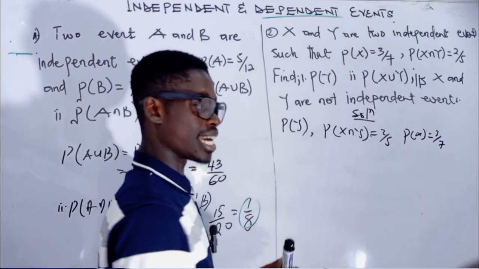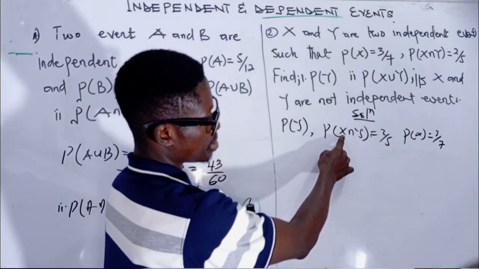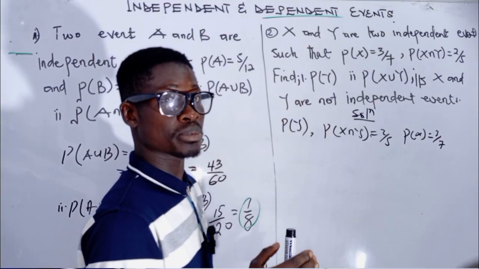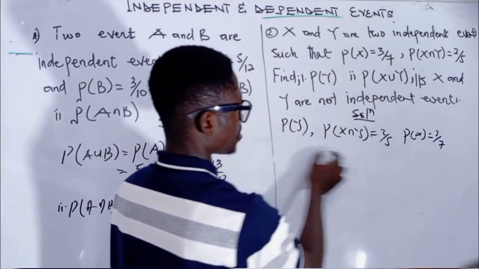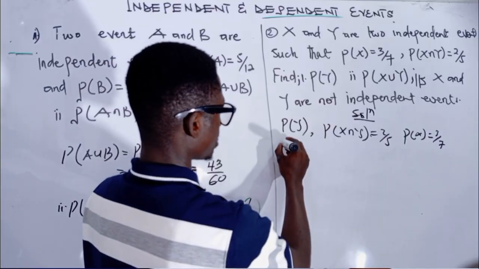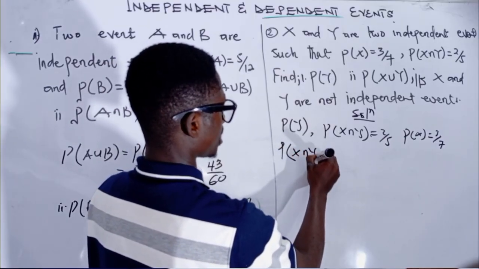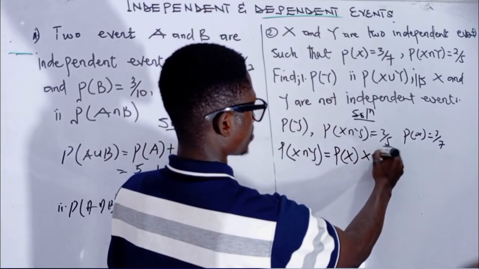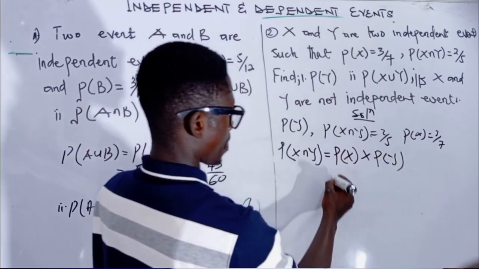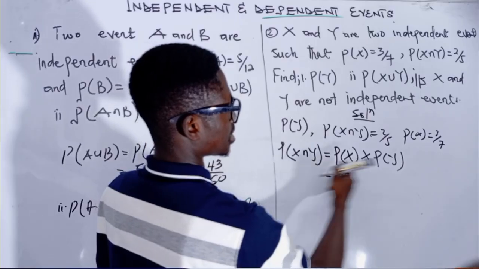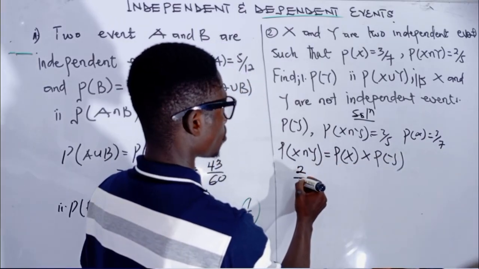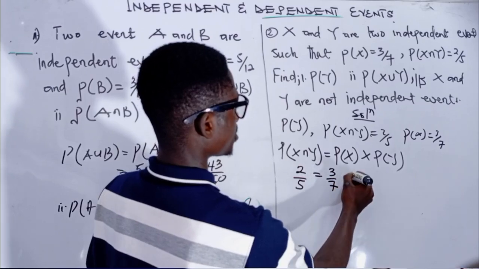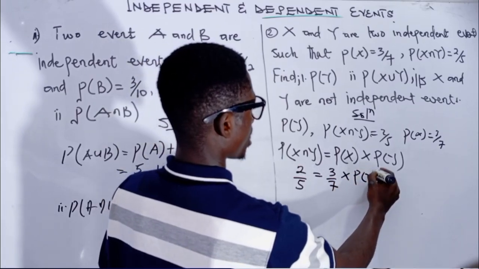Since these two events are independent events, the probability of X intersection Y is obtained by multiplying the probability of X by the probability of Y. So probability of X intersection Y, we have 2/5. P of X, we have 3/7, multiplied by P of Y.